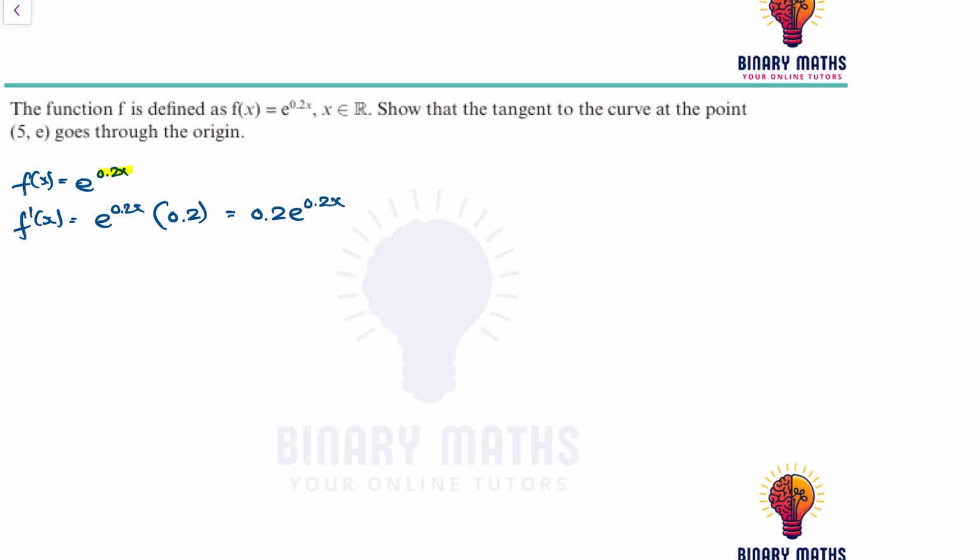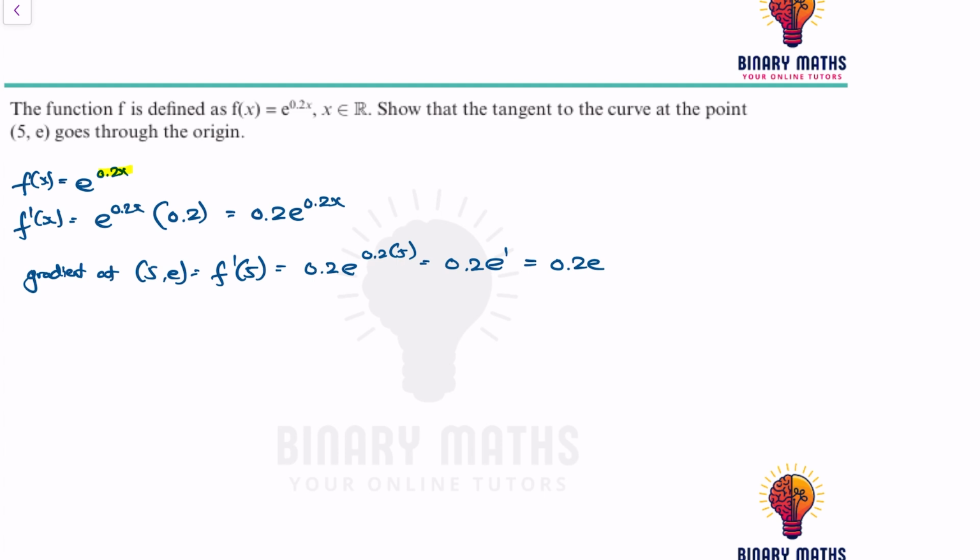Okay, so we need to find the gradient at (5, e). That is the same thing as f dash, substituting into the gradient function the x value, which is 5. So f dash of 5 is equal to 0.2e to the 0.2 times 5, which is 0.2 times e to the 1, which can be written as 0.2e.